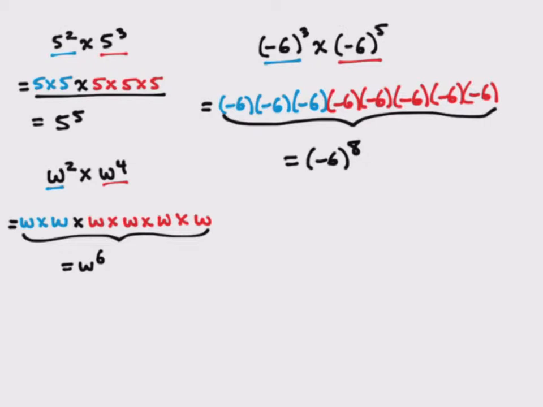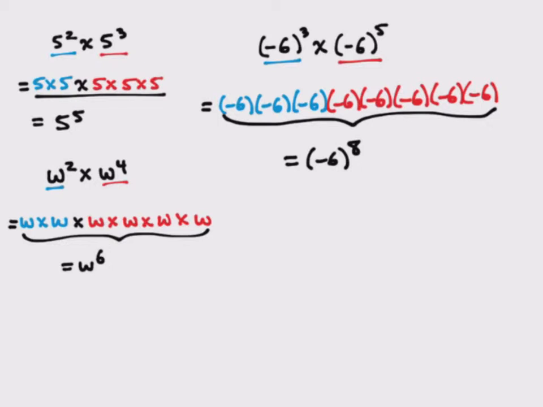And this makes good sense. For example, in our last example, when I see w to the second power, I immediately envision two w's being multiplied by one another. When I see w to the fourth power, I envision 4 more w's being multiplied by another. So of course it makes sense that you just add the exponents to find the product.